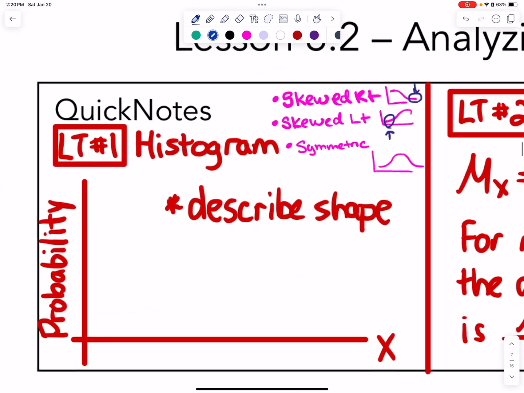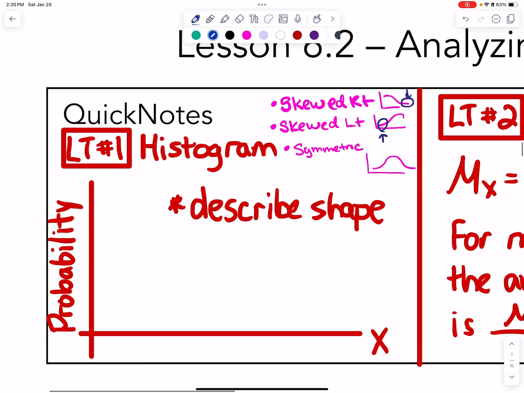The main thing I need you to see on your notes is when you describe your shape, it's either going to be skewed to the right, which is the data going to the right, skewed to the left, data going to the left, or symmetric, which is about the same on both sides.